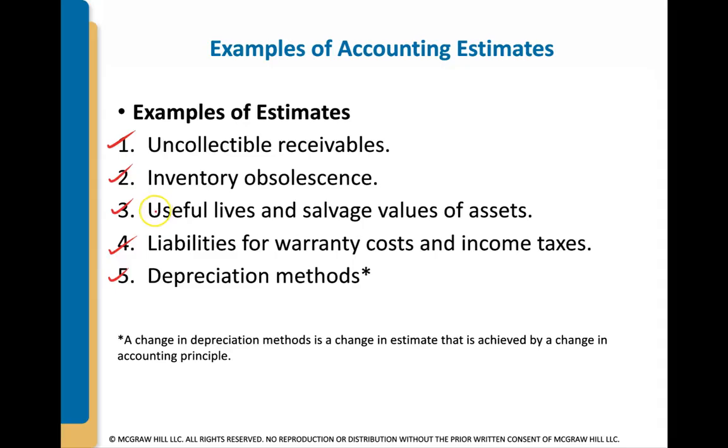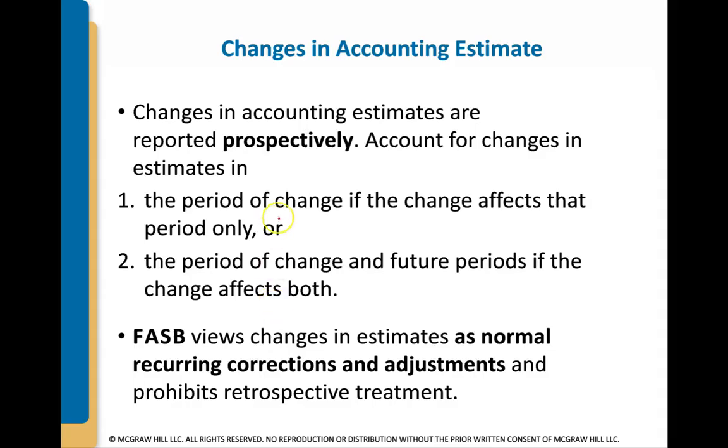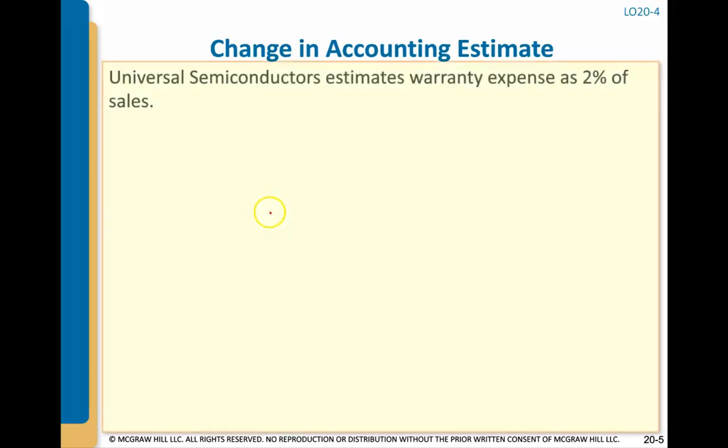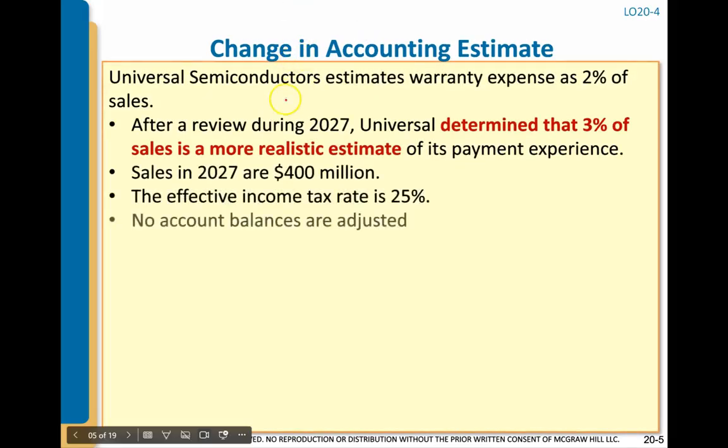And sometimes, even though this is not an estimate really, when we change depreciation method, it's considered to be a change in estimate that is achieved by a change in accounting principle. So we still treat it as a change in estimate. So let's go through some examples for change in accounting estimate and how they should be recorded in the journal ledger.